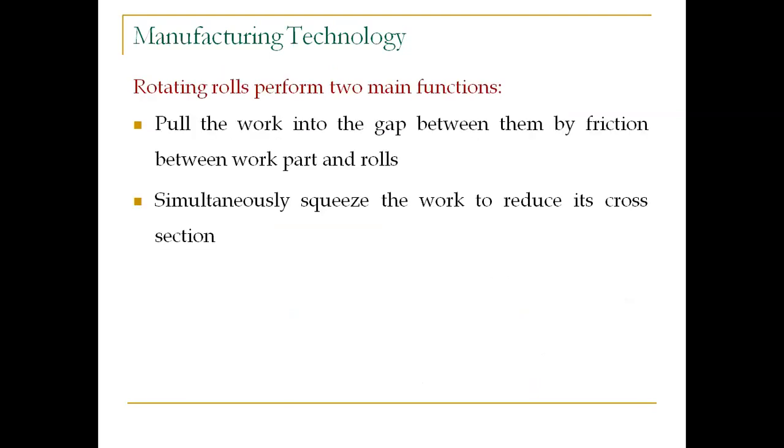And rotating rolls perform two main functions. Pull the workpiece into the gap between the two rollers by friction between the work part and the rollers. Simultaneously, squeeze the work to reduce its cross section. When we squeeze the cross section of the billet or bloom, then its length increases.